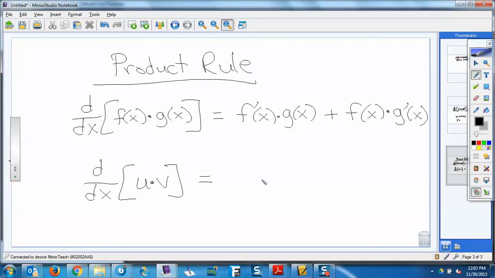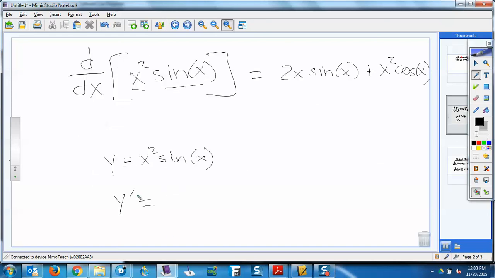Okay, so it would be the derivative of the first, u prime, times v, plus u left alone times v prime. So that's something that you will say in your head a lot, and you will just memorize. When I talk about the product rule a couple days from now, you'll go u prime v plus u v prime. That's how you'll think of it. u prime v plus u v prime. u's first, then v.